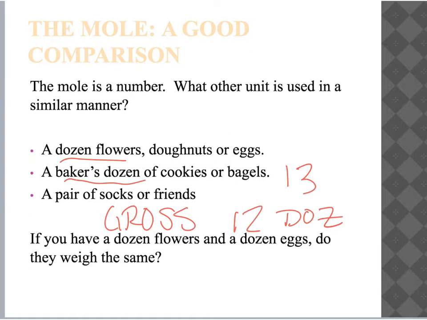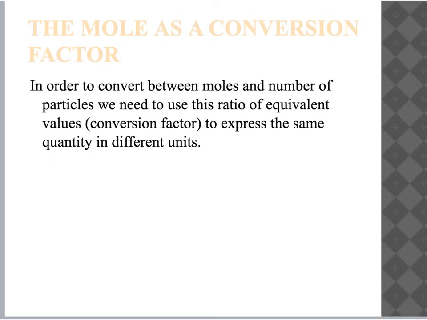Now, I did put this at the bottom of the slide because I want to make a point here. If you have a dozen flowers or a dozen eggs, they're not going to have the same weight, and that is true also with our atoms. You could have a mole of carbon, and that would be 12 grams. You could have a mole of oxygen atoms, and that would be 16 grams. So different substances have different weights. Again, this is just counting, not necessarily measuring anything else.